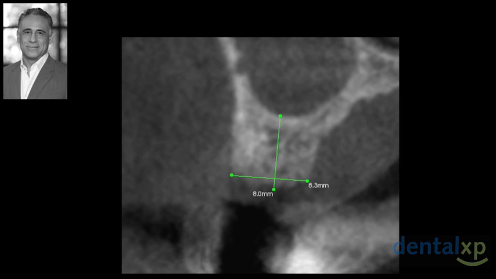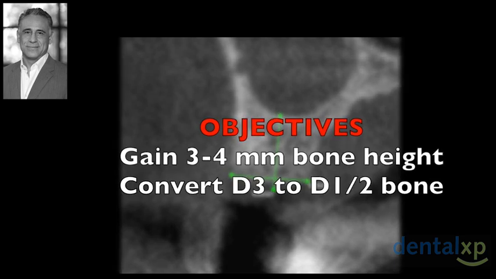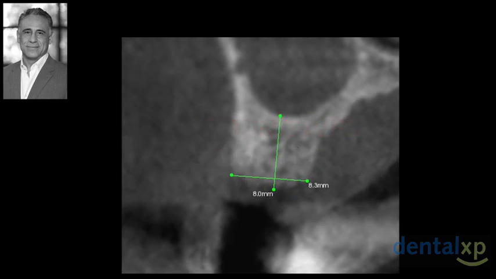We also like to place the implant in single-stage fashion with the healing abutment, providing that we have achieved great implant stability. So our surgical objectives are to gain 3 to 4 millimeters of additional bone height and convert our bone quality, which is most likely a D3 or D4 bone, to a more dense D1 or D2 level. So I'm going to discuss the two techniques for achieving these objectives.